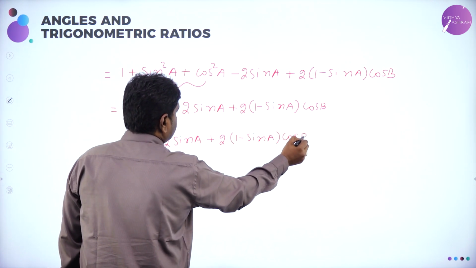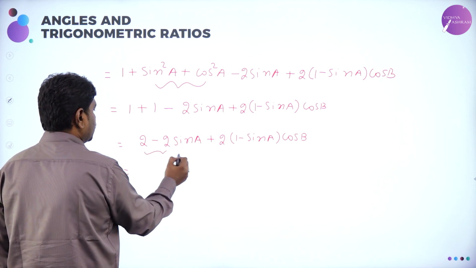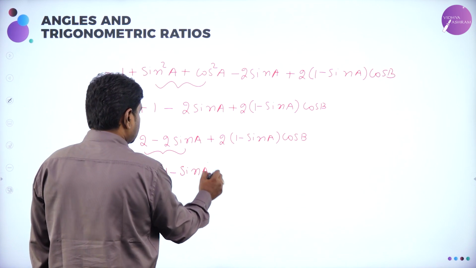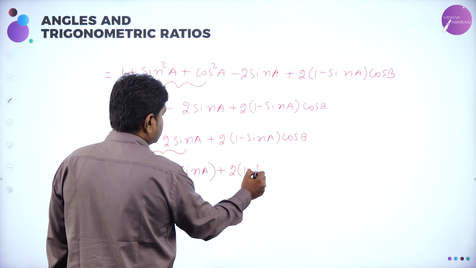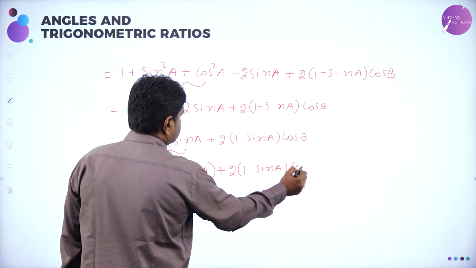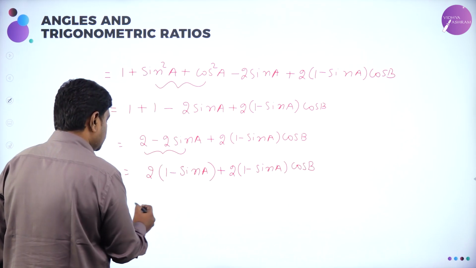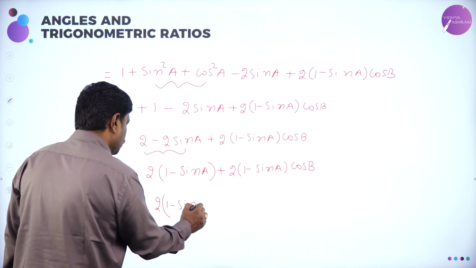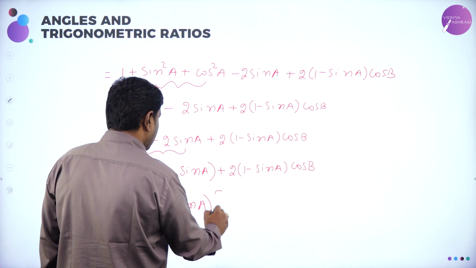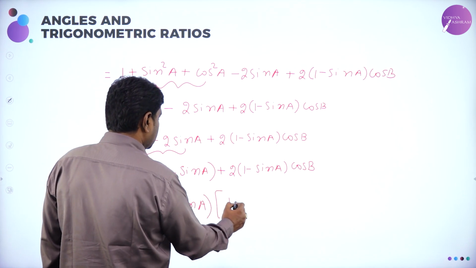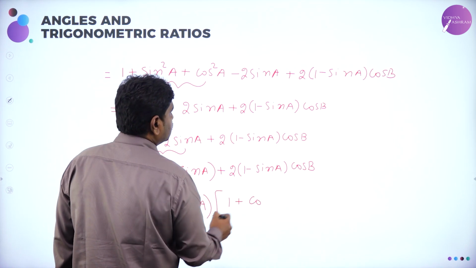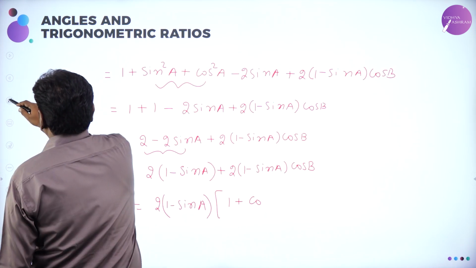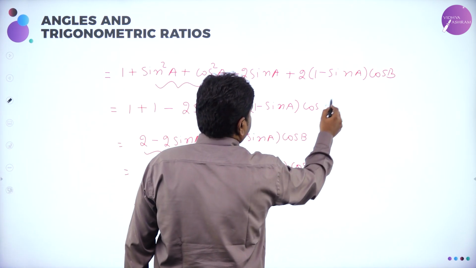Further, in these two terms you can take 2 common. If you take 2 common, 2 into 1 minus sin A plus 2 into 1 minus sin A into cos A. So dear students, in these two terms again you can take 2 common, and 1 minus sin A common. 2 into 1 minus sin A if you take out, you are left out with this whole term becoming 1 plus cos A. So here it's cos A.